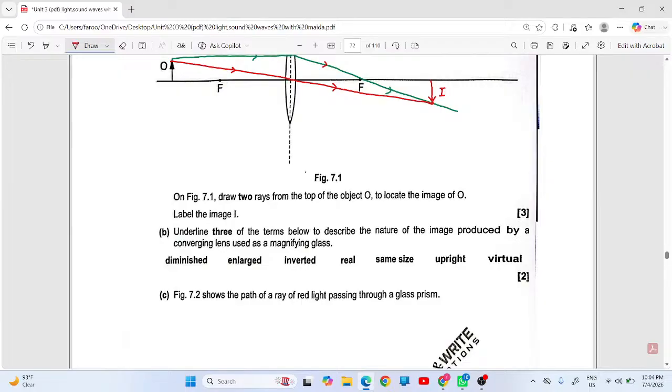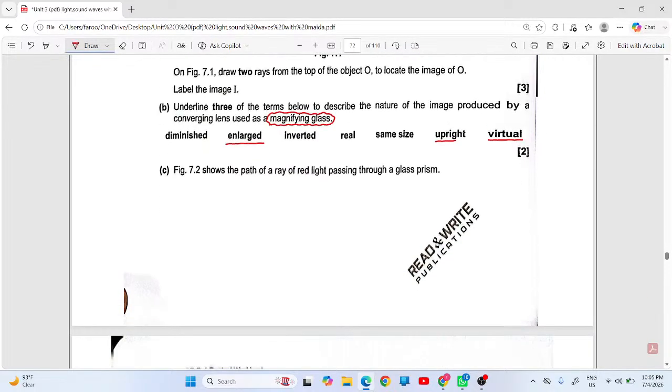Line 3 of the terms below to describe the nature of image produced by the converging lens. तो मुझे बताएं इसमें से what's the nature of this image? This image is real, virtual. Real. Oh, इसकी बात नहीं हो रही, sorry. Converging lens used as a magnifying glass. Magnifying glass में image is large, virtual, and upright, and enlarged. मुझे लगा ऊपर वाले की बात कर रहे हैं. उन्होंने लिखा used as a magnifying glass.